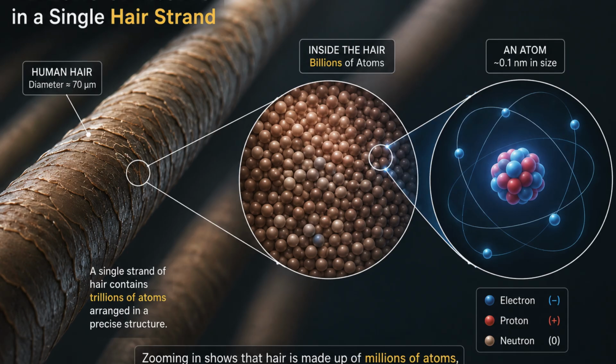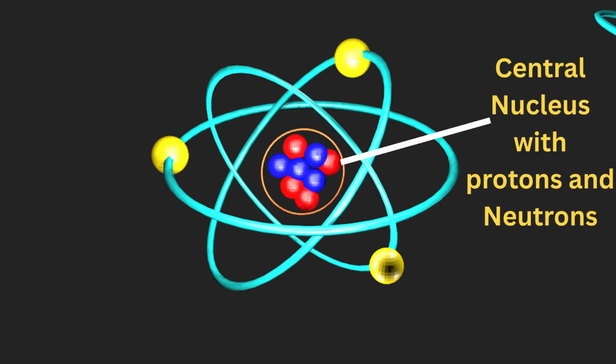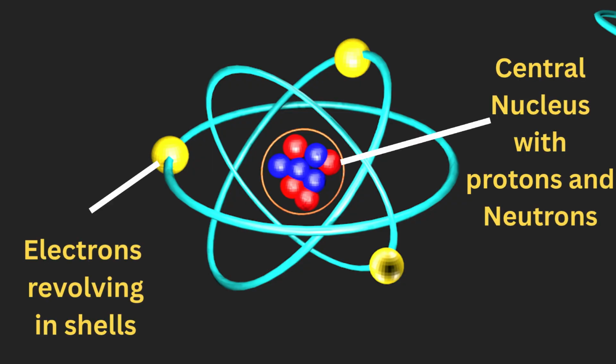Atoms are incredibly small. Millions of atoms could fit across the width of a human hair. Every atom has two main regions, a central nucleus and electrons surrounding it. The nucleus is at the center of the atom and contains protons and neutrons. Electrons move around the nucleus in regions called electron shells. Even though atoms contain tiny particles, most of the atom is actually empty space.